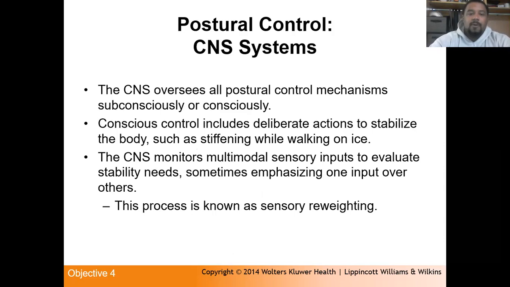Central nervous system. Your central nervous system oversees all postural control mechanisms, subconsciously and consciously. This one is probably the easiest to explain. An example that your central nervous system controls each and every part of all the other systems: I think the example used here is walking on ice. Have you ever walked on ice and noticed that you have to stiffen your body really tight, or you walk really rigid because you don't want to fall on the ice?